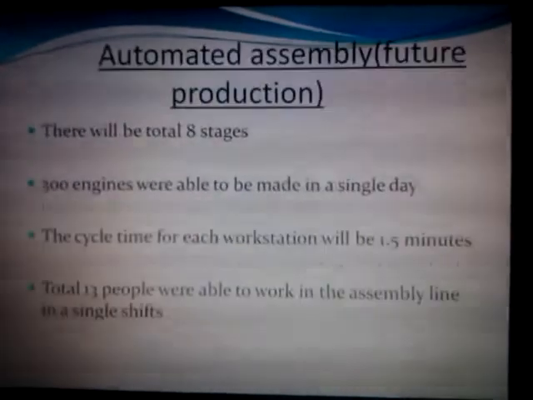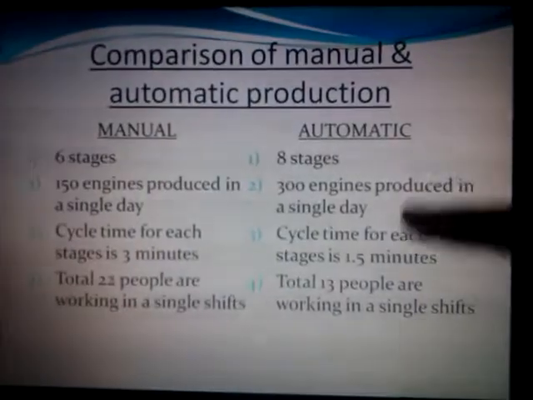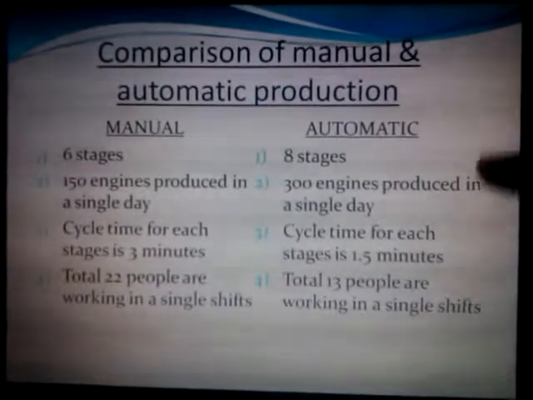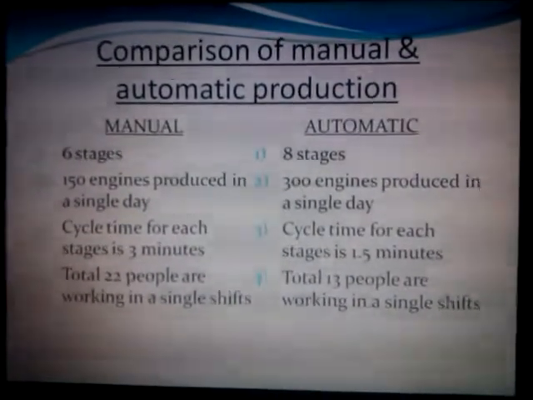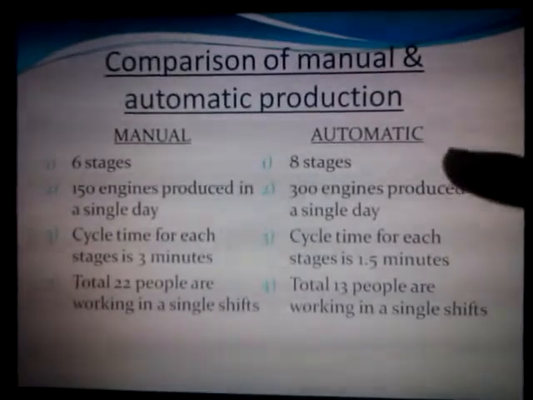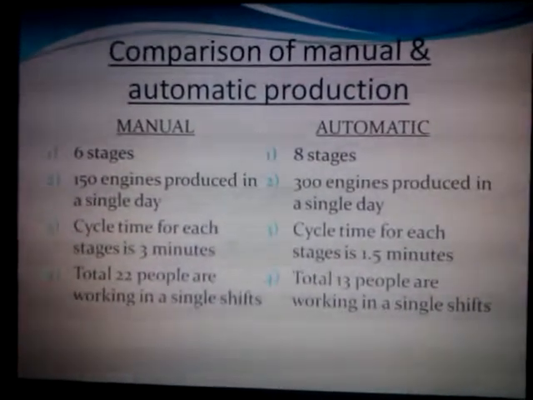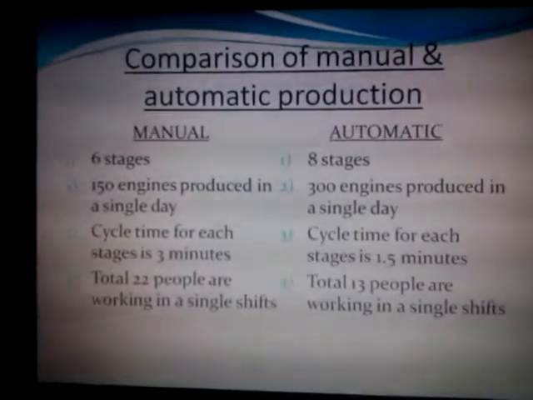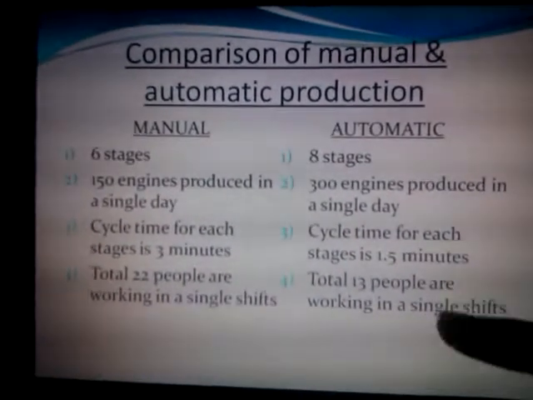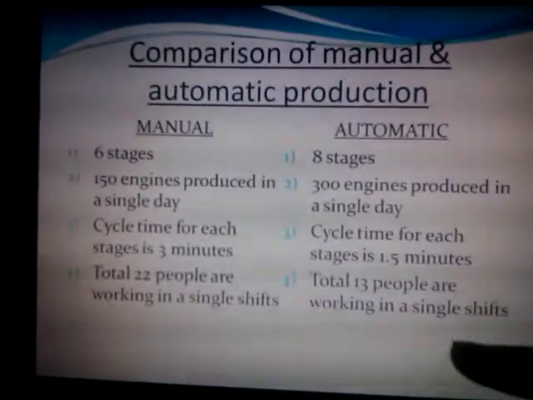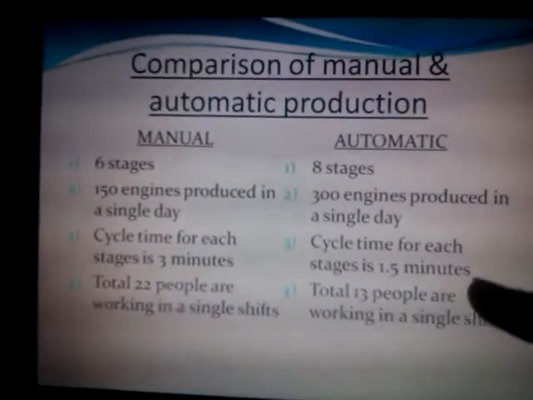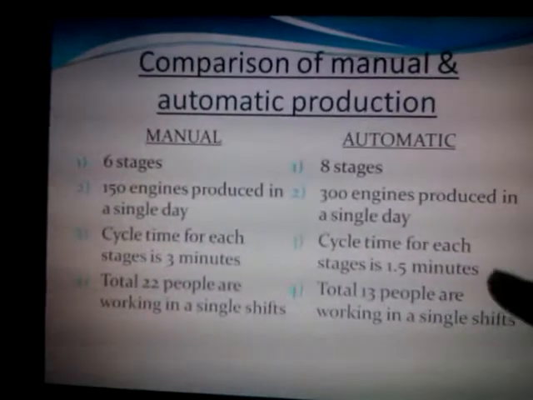Now if we make a comparison between manual and automatic, there is quite a difference between them. In manual there are 6 stages, in automatic 8 stages. We were able to produce 150 engines earlier, now 300 engines. Cycle time for one engine at each stage was 3 minutes, now it is 1.5. In total 22 people were working in a single shift, now there are 13 people.